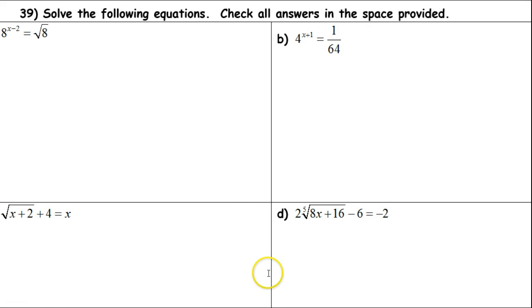In this video, we will learn to solve exponential and radical equations such as these.